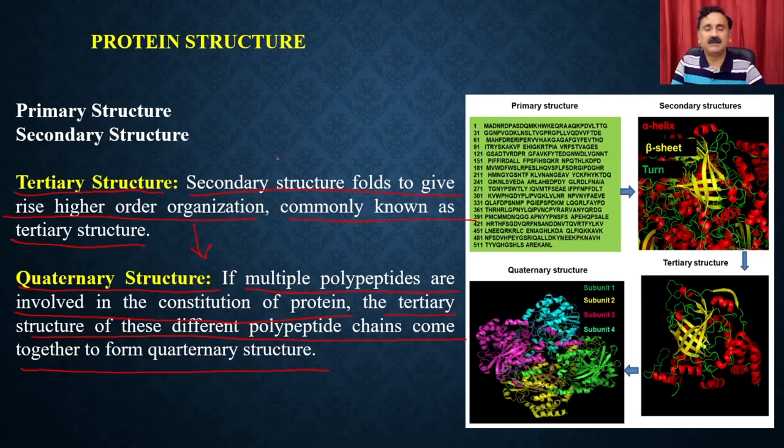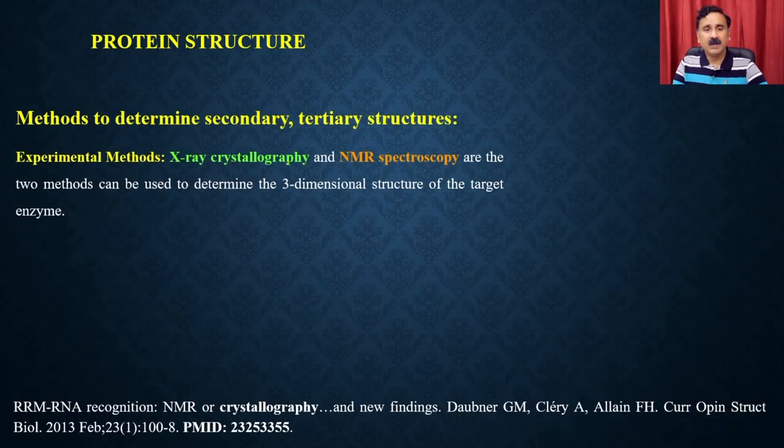Now, we have discussed the methods to determine the primary structures, the Sanger's method and the Edman degradation method. We also would like to discuss the methods to determine the secondary or the tertiary structures. So, what are the methods to determine the secondary or the tertiary structures? There are two approaches.